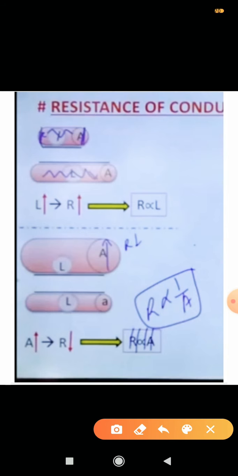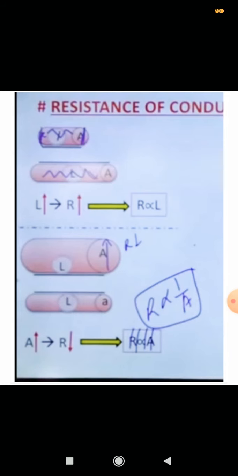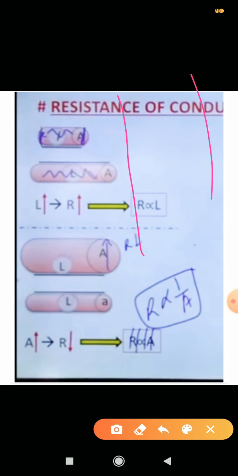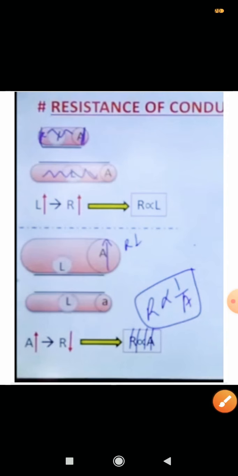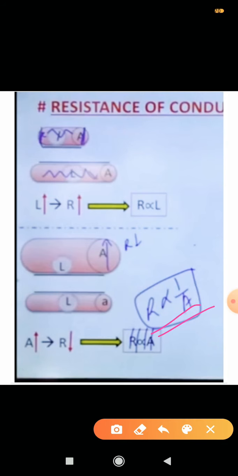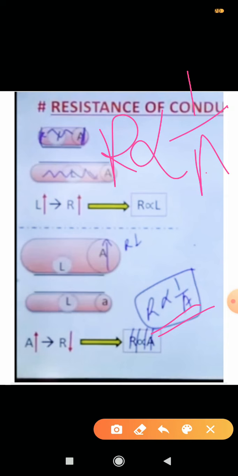Now the other factor: if the area of the conductor is more, the resistance of the conductor is low. If the size of the road is more, then all the vehicles move easily, so the collision traffic will decrease. So we can say that resistance is inversely proportional to the area of the conductor.